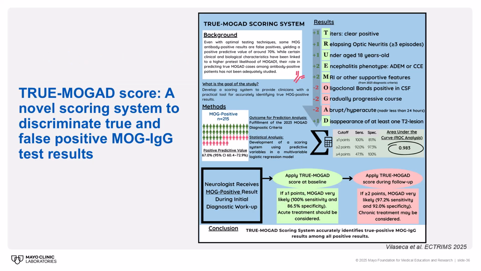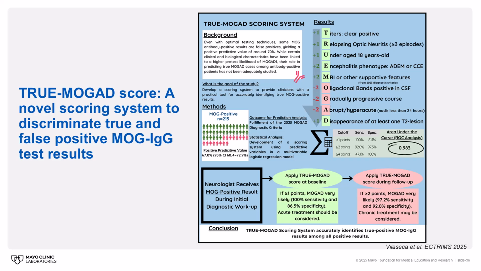And we recently developed a scoring system to help us distinguish true positives from false positives. This is called the True-MOGAD score, and it tends to work very well. So you take your titers, if your titers are clear positive, if you have a relapsing optic neuritis phenotype with 3 episodes, if you're under age 18, if you have an encephalitis phenotype with ADEM or cerebral cortical encephalitis, and you have supporting features, you'll get a certain number of scores. And then on the other hand, if you have positive oligoclonal bands in spinal fluid, or a gradually progressive course, or an abrupt hyperacute presentation, then you'll lose points there.